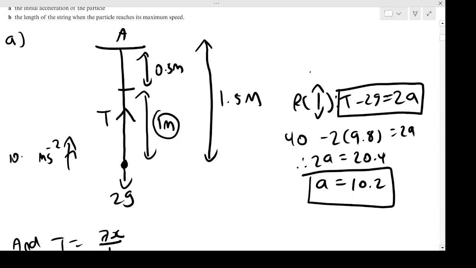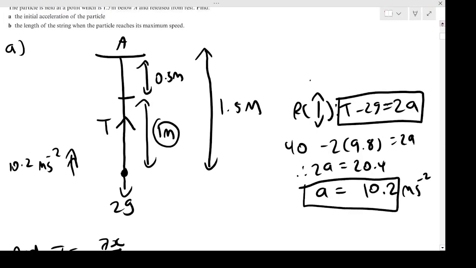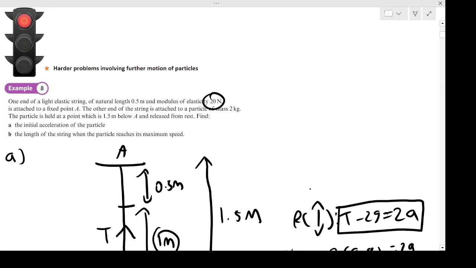Okay, and to remind you, if you assume downwards instead, maybe you assume the particle will go down, you'd get an answer of negative 10.2. So you need to flip the direction to make it positive. Okay, so indeed it's upwards. So there we are. Then in part B, now this is where it gets a bit different to the other questions. We now need to find the length of the string when the particle reaches its maximum speed.